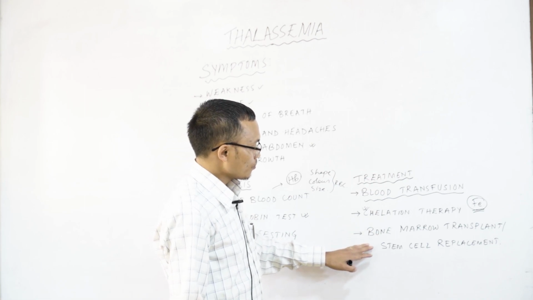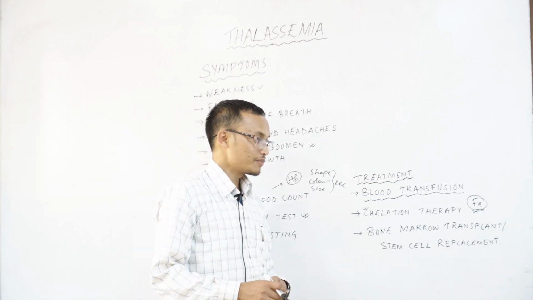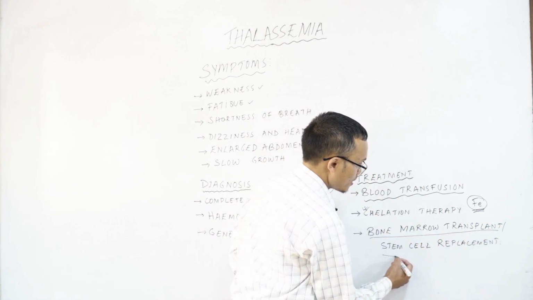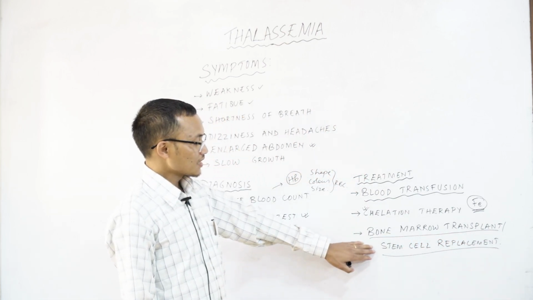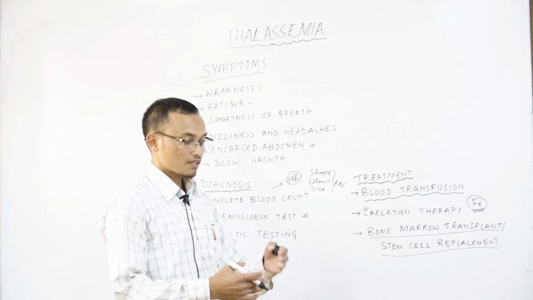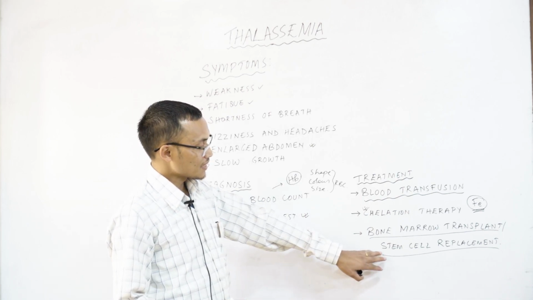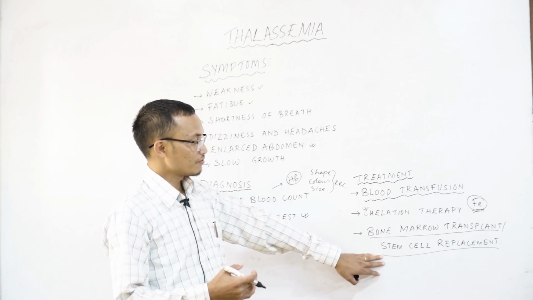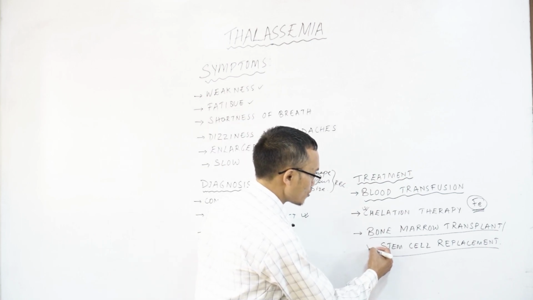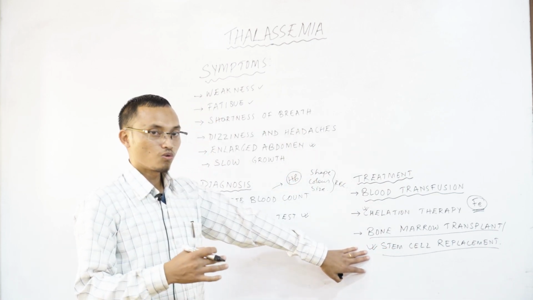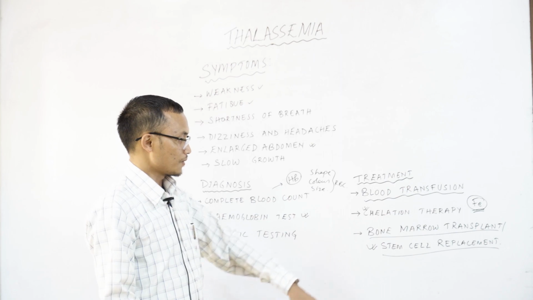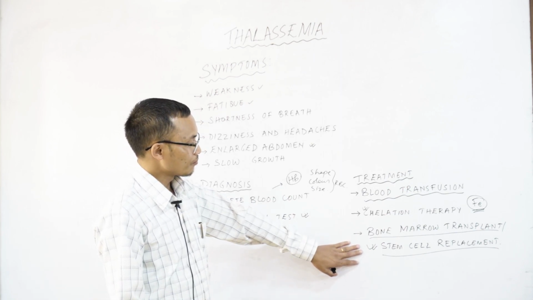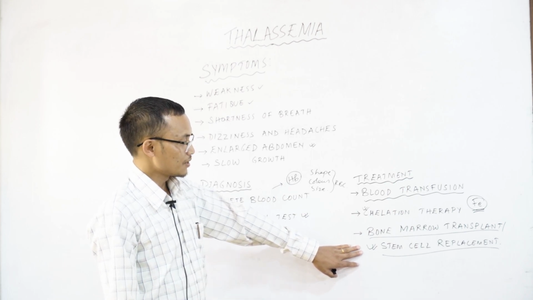The only option for a permanent cure for thalassemia is through bone marrow transplant or stem cell replacement. This technique can be done because RBC will come from the stem cell, so to remove that defective stem cell, we have to replace it with a good stem cell. But this can be done only if we have a matching donor. So this is the only technique that can cure or completely eliminate thalassemia.